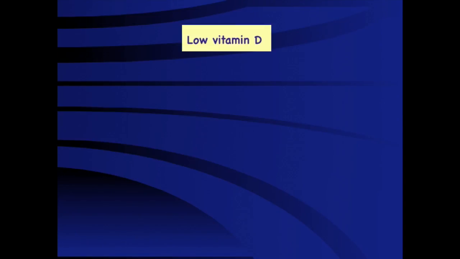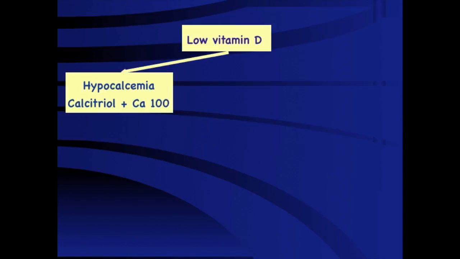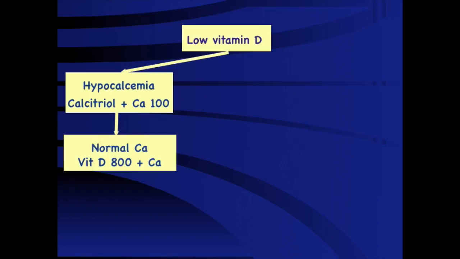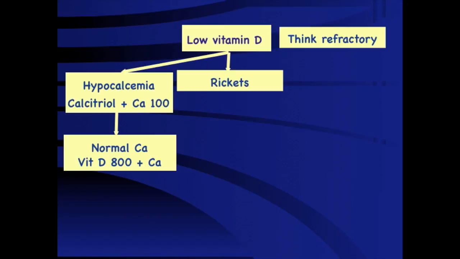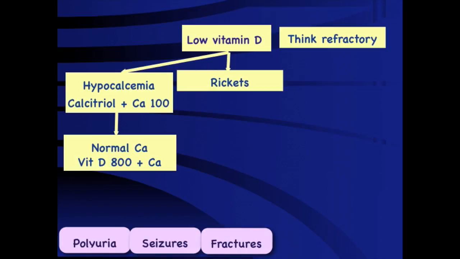So how do we approach a child who has low vitamin D levels? If the child presents with hypocalcemia, we should give a course of activated vitamin D and calcium. Once the calcium becomes normal, vitamin D on a regular basis and calcium should be given to maintain the levels. In children who have rickets, we should think of a possibility of refractory rickets in the form of polyuria, seizures, fractures, and growth failure.